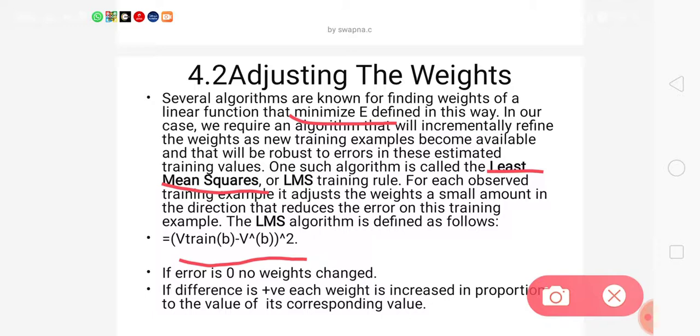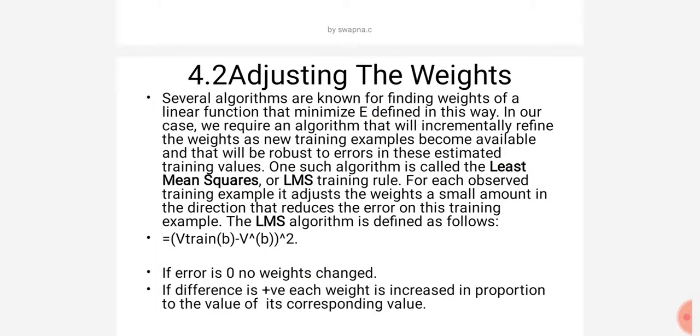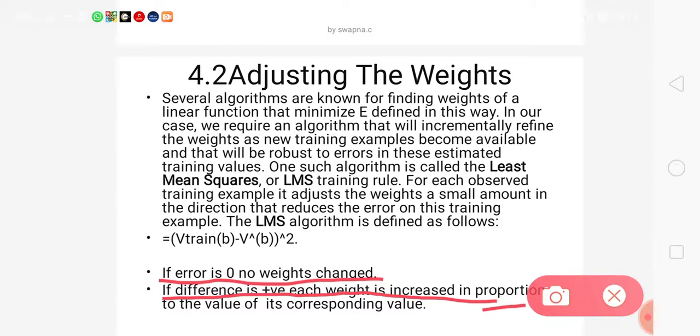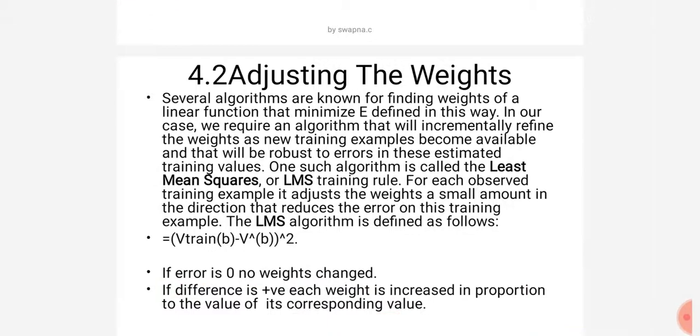By this least mean square algorithm, every time you are trying to learn the game and assigning some approximation value, depending upon your final state, change the values of weights to get the minimum error. That's what we specified here. If error is 0, no weights are changed. If the difference is positive, each weight is increased in proportion to the value of its corresponding feature, and if it is negative, vice versa. This is about adjusting the weights.